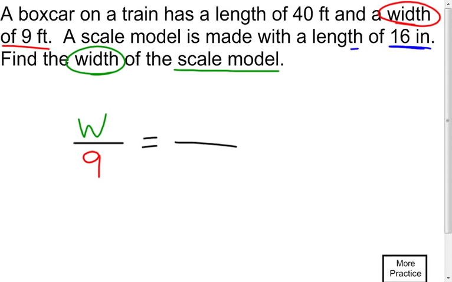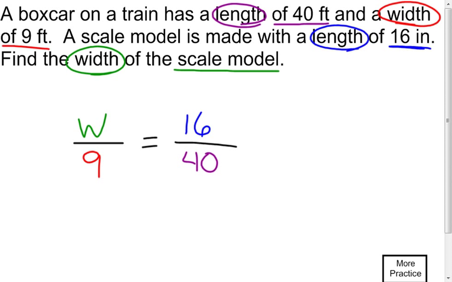Come over here, it tells me that 16 inches is the length of the model. So I'm going to put my 16 in there, and then I need to find the length of the boxcar. Well, it tells me the length is 40 feet. I can put that here.